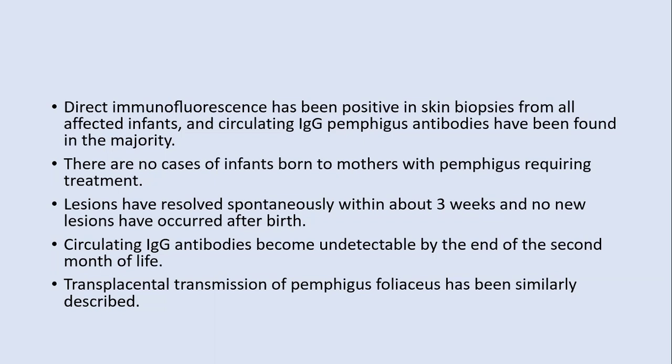There are no cases of infants born to mothers with pemphigus requiring treatment. Lesions resolve spontaneously in 3 weeks, and no new lesions occur after birth because these antibodies are transferred from the mother. So within a few days, these antibodies are lost and the disease resolves. Circulating IgG antibodies become undetectable by the end of the second month. The transplacental transmission of pemphigus foliaceus has similarly been described.